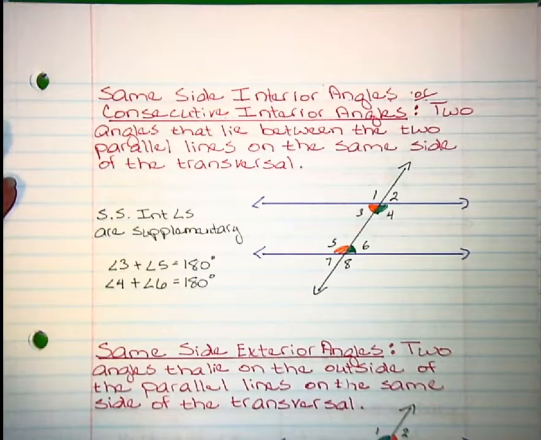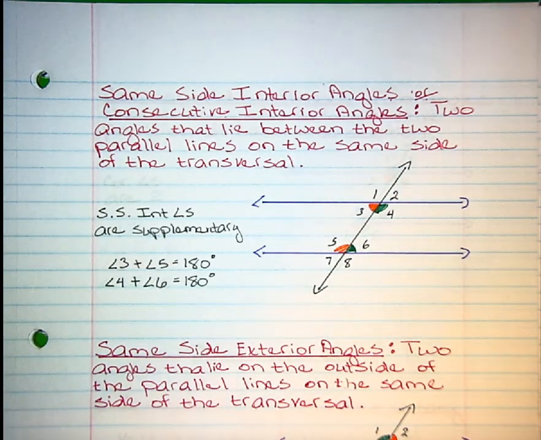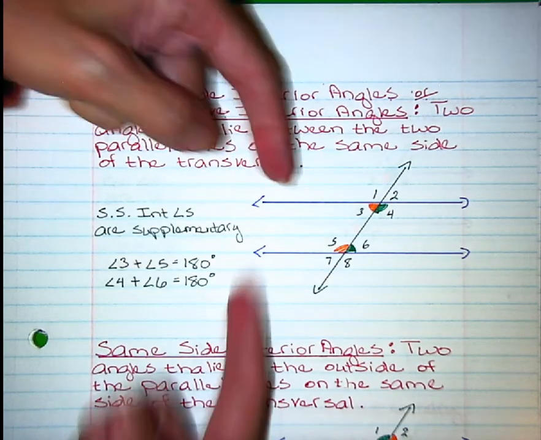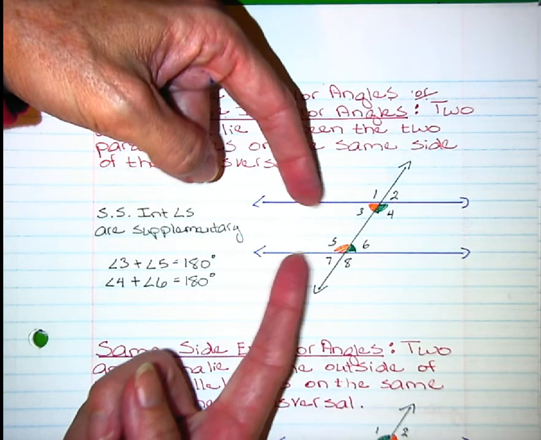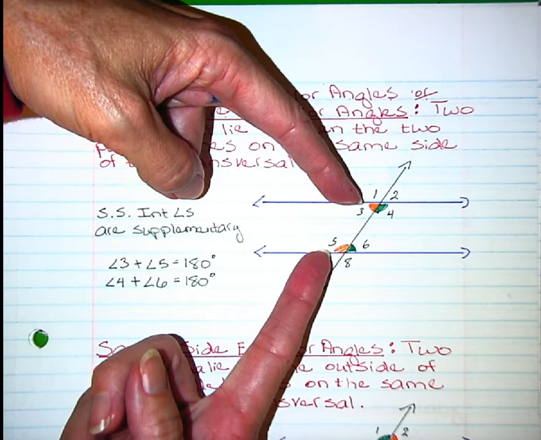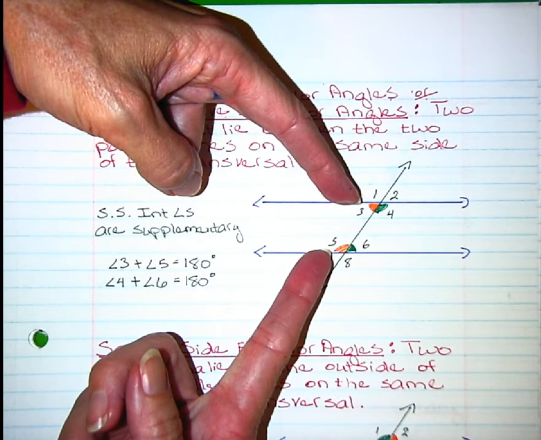All right, so the next one we're going to look at is same side interior, or sometimes you're going to hear this called consecutive interior angles. There are two angles that lie between the two parallel lines on the same side of the transversal. So same side meaning on the same side of the transversal, and interior meaning between the two parallel lines. So if you can see here, I have them color-coded again. The orange, 3 and 5, those are on the same side and they're on the interior. They're same side interior angles.